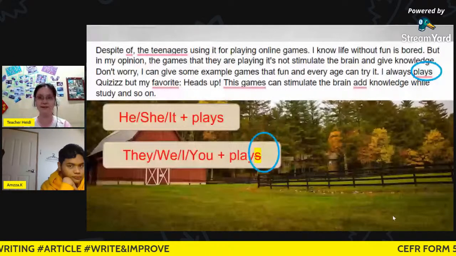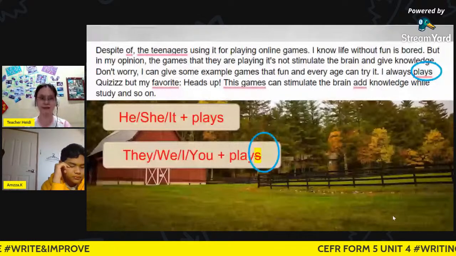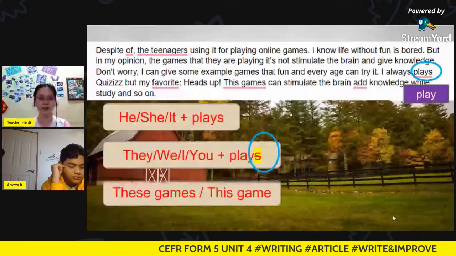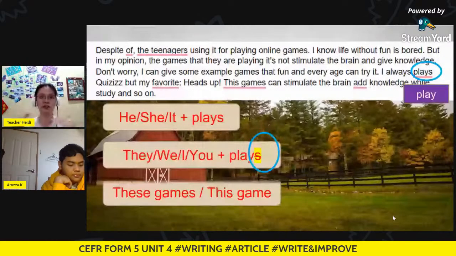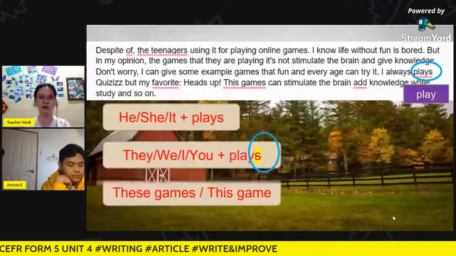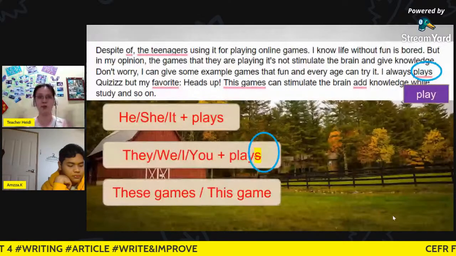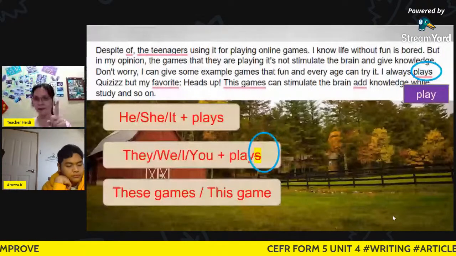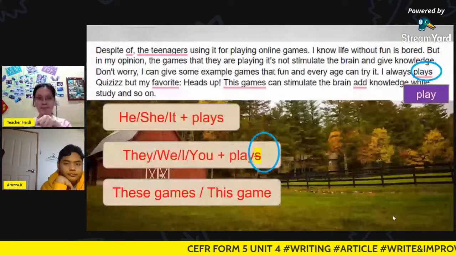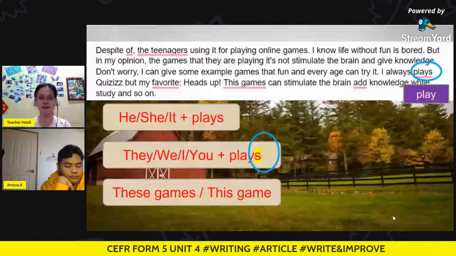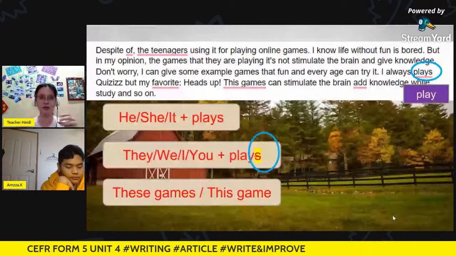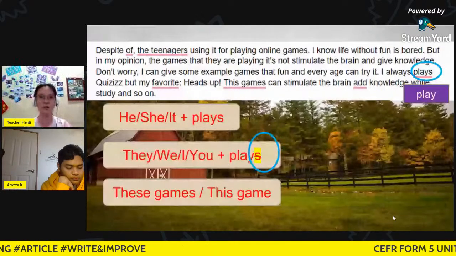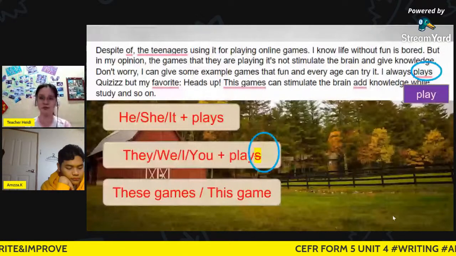So "play" will be the correct verb. Then "this games", you see, does not agree. You say "games", which is plural, but if you use "this", this is only one. Either you choose "this game" or "these games". All right, so make sure you agree, because I decided to choose all this because these are the very normal, common mistakes that students make.